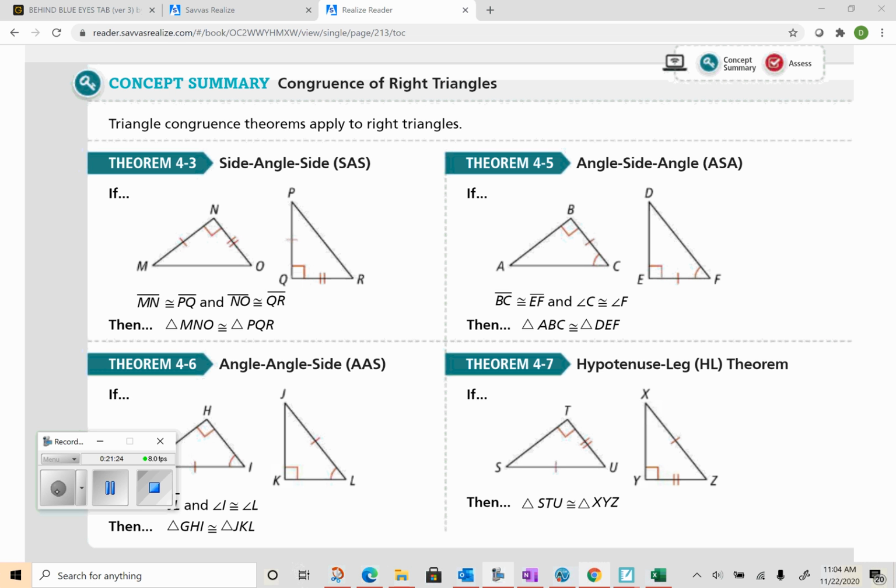Okay, so I just wanted to clarify that. Again, if you look at this, we have 5 ways of proving that triangles are congruent. The hypotenuse leg only applies to right triangles, but the other 4 also apply to right triangles. Okay, again, get online with the Realize website and take a look at section 5, and we'll go through any questions that you have next time.